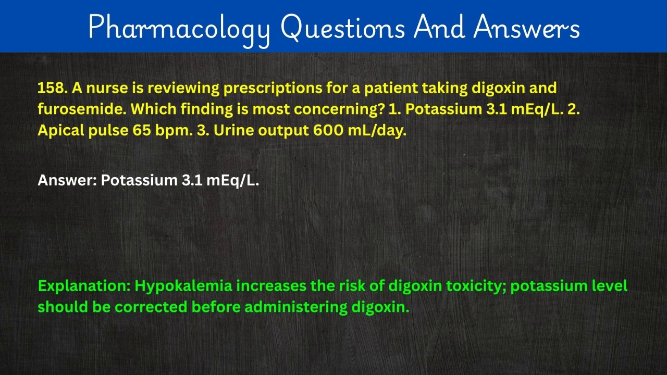158. A nurse is reviewing prescriptions for a patient taking digoxin and furosemide. Which finding is most concerning? 1. Potassium 3.1 milliequivalent/L. 2. Apical pulse 65 bpm. 3. Urine output 600 milliliters per day. Answer: potassium 3.1 milliequivalent/L. Explanation: hypokalemia increases the risk of digoxin toxicity. Potassium level should be corrected before administering digoxin.